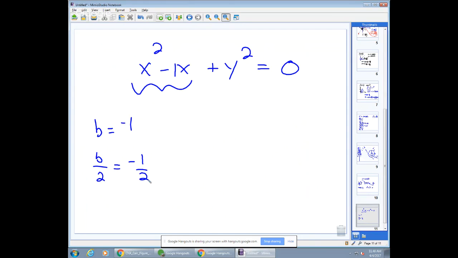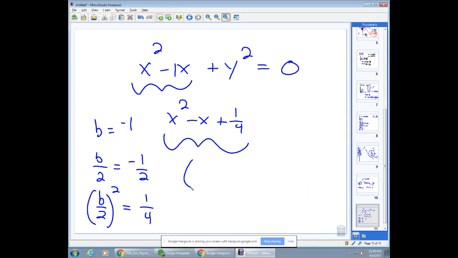And then what's the next step of completing the square? Anybody recollect? What do you do with that B over 2? You square it. Excellent. Good idea. So we take that B over 2 and we square it, which gives me positive 1/4. And the theory of completing the square is that if you take the X squared minus X and you throw in the plus 1/4, you've just built a perfect square. That must be the square of x minus 1/2.